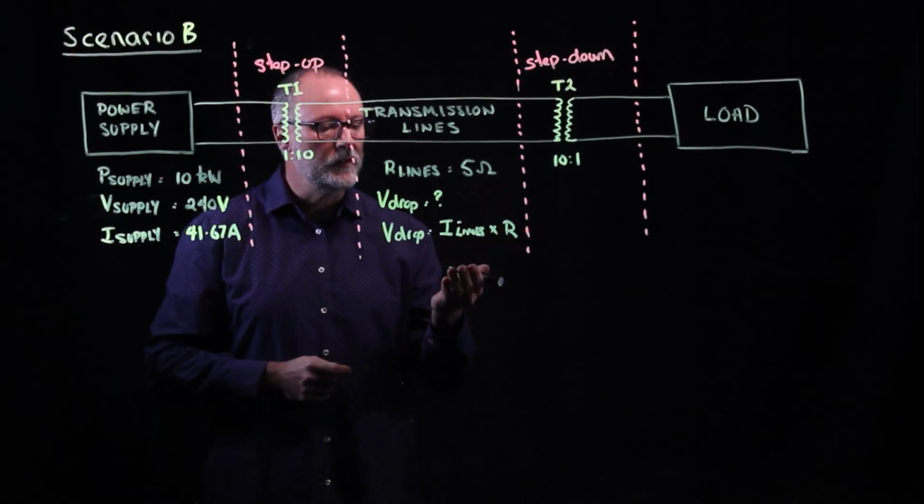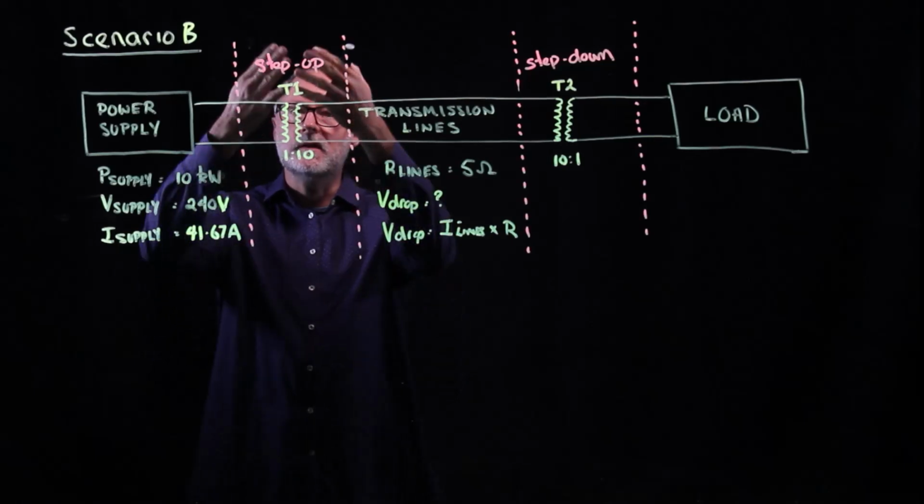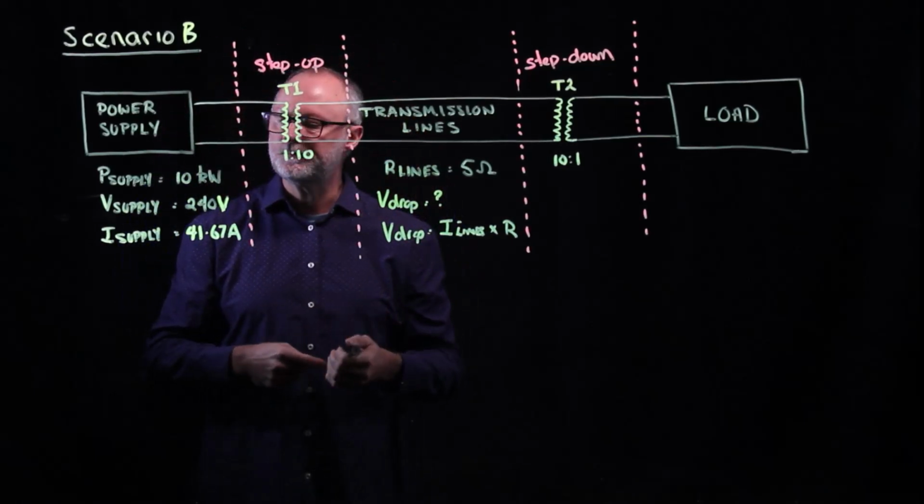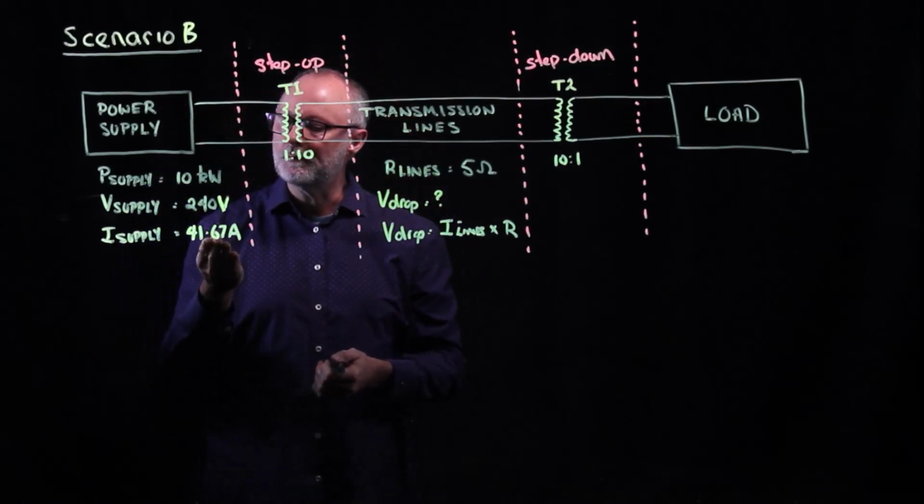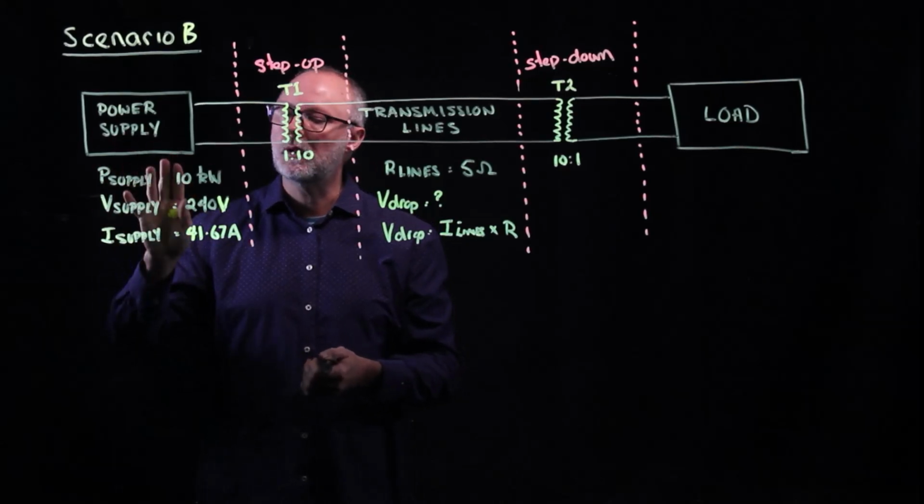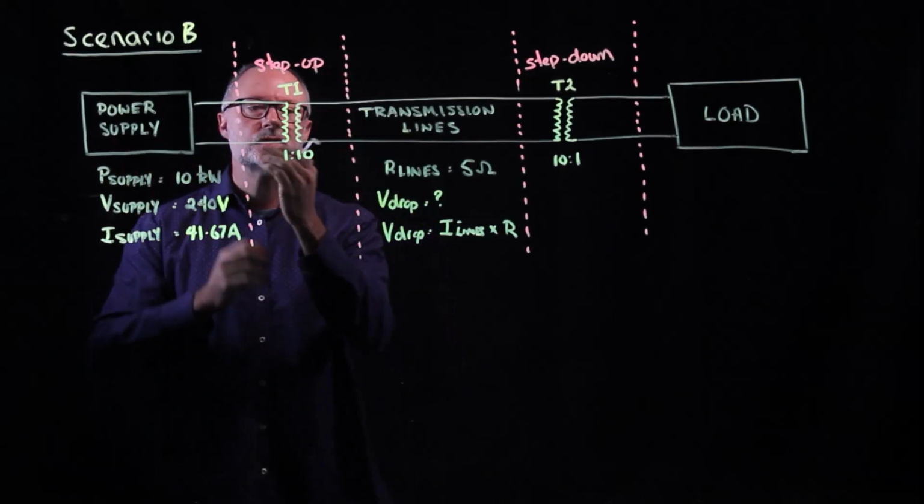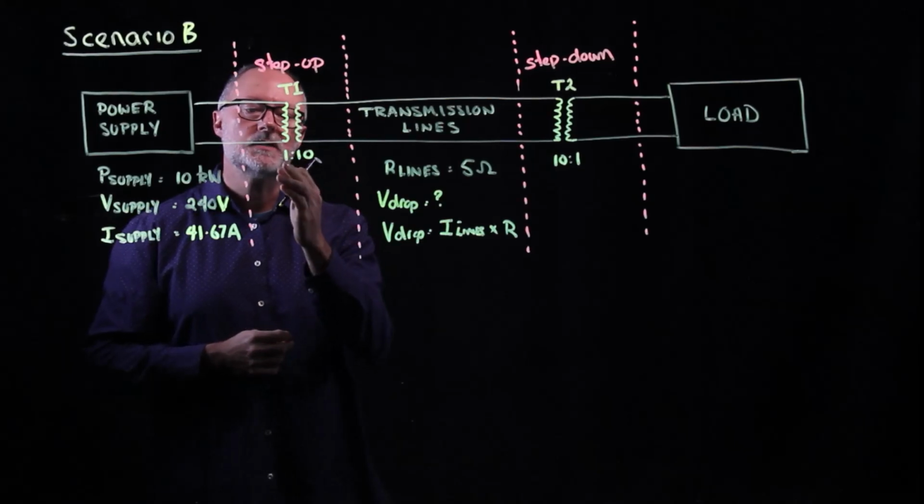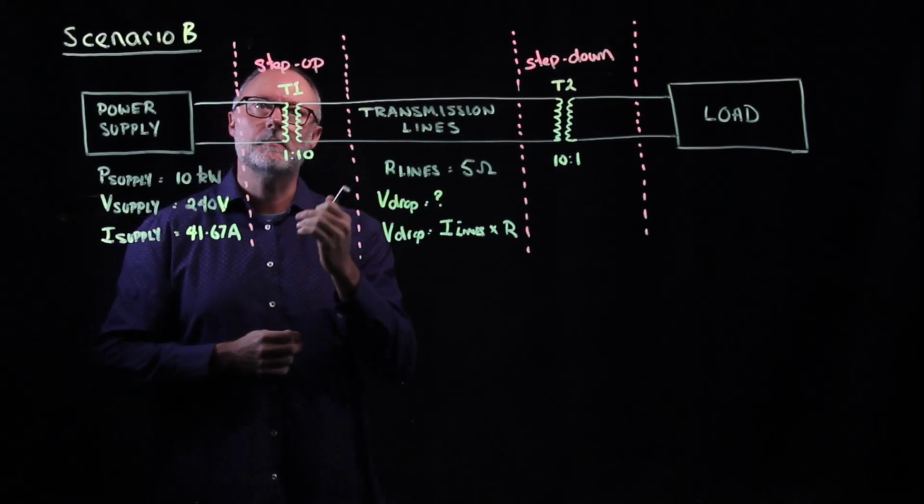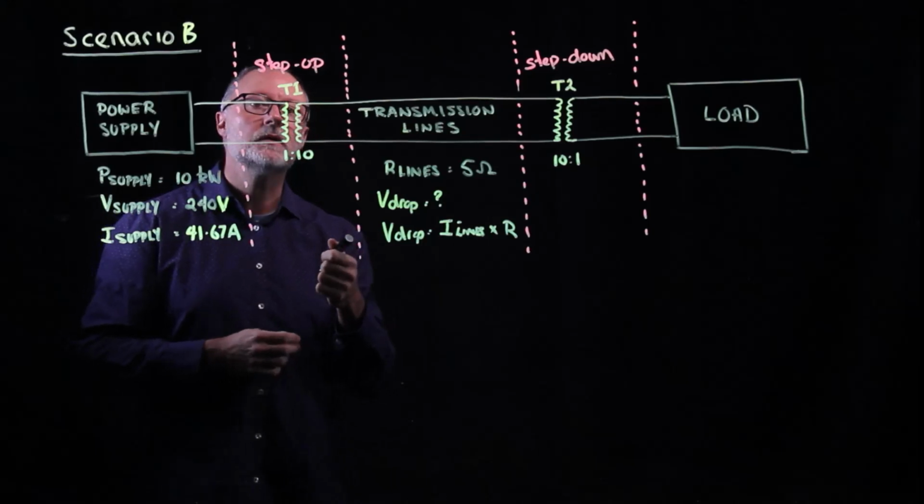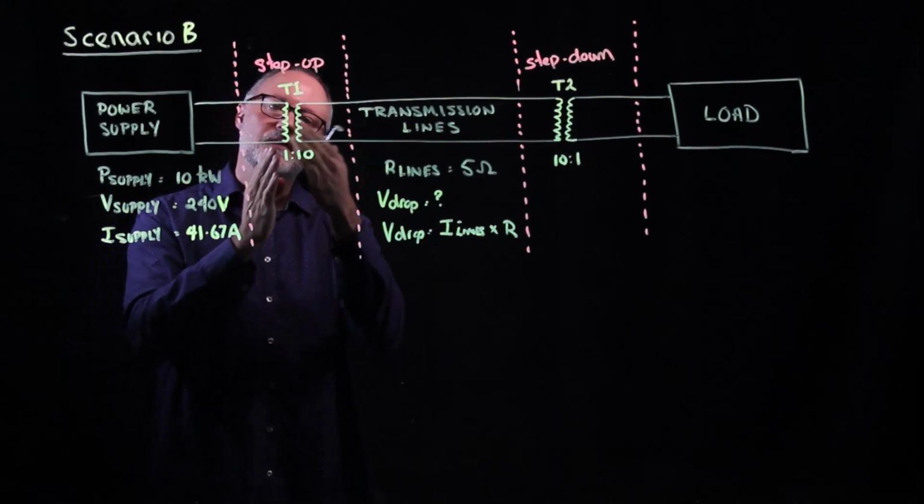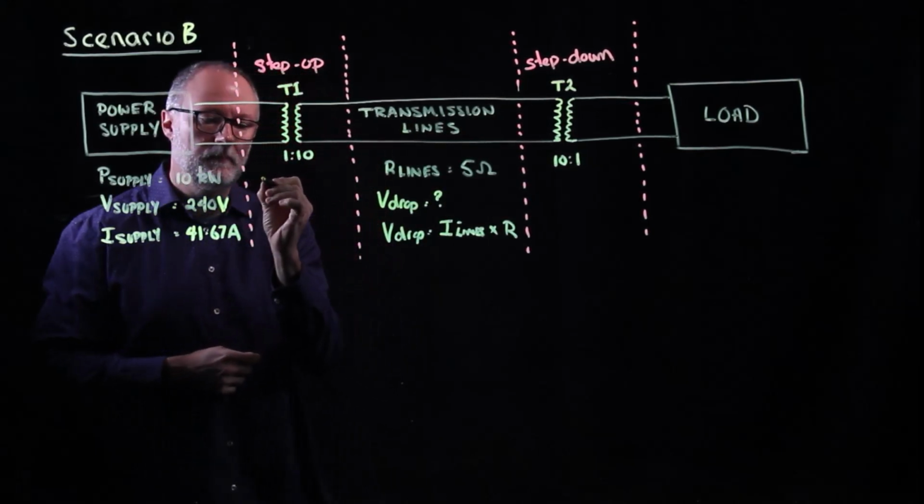To calculate the current in the lines, we need to consider the effect of the first transformer. We're starting with 41.67 amps leaving the power supply. It then enters, in a very short distance, a transformer T1, which is at a 1 to 10 ratio, a step-up transformer. So we need to work out what is the current in the second coil of this transformer.